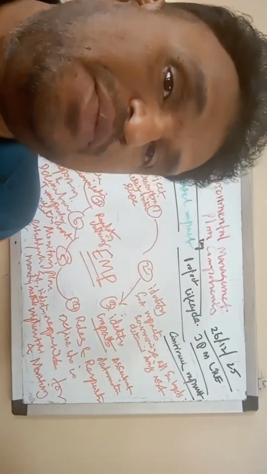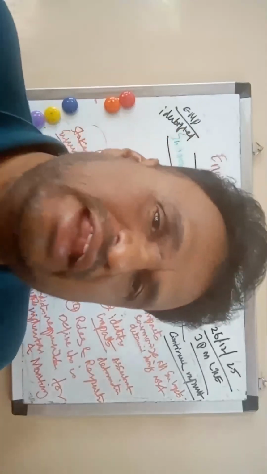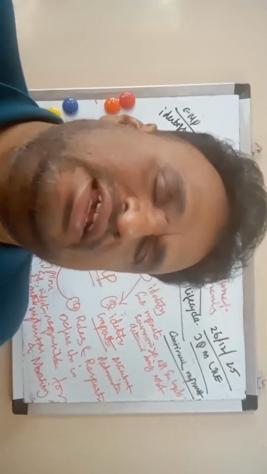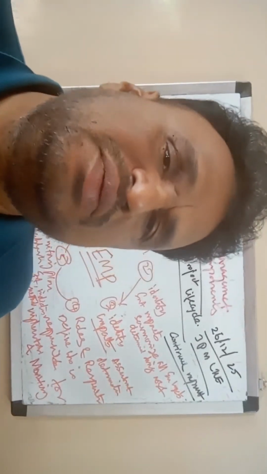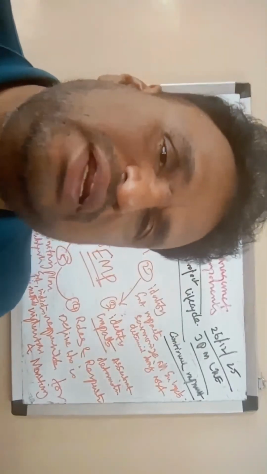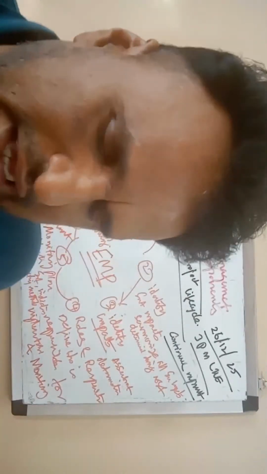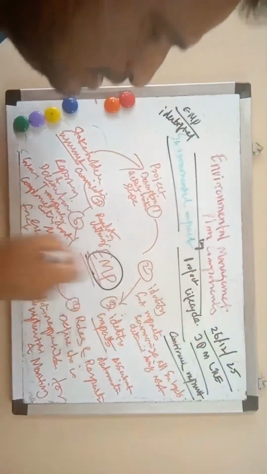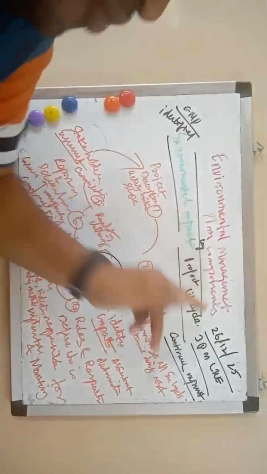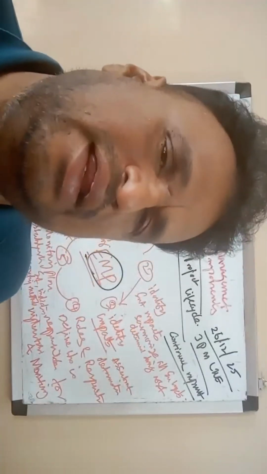Environmental Management Plan is always very essential for any major construction and projects. All major projects must have an environmental management plan. We call it EMP. So what are the key components of this environmental management plan?